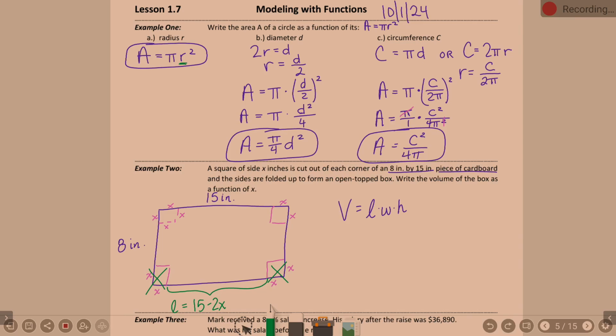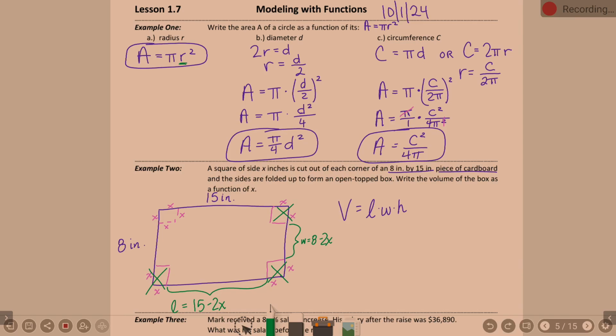Okay. What about what we would consider the width of the box? 8 minus 2x. The width of this piece of cardboard was 8 inches, but we're going to take out one corner and the other corner. What width remains? 8 minus 2x. So we're going to have a width of 8 minus 2x.